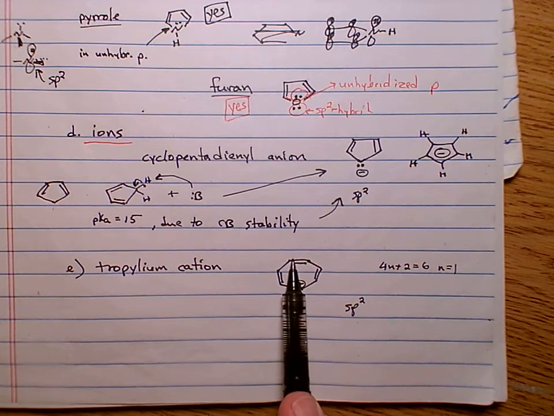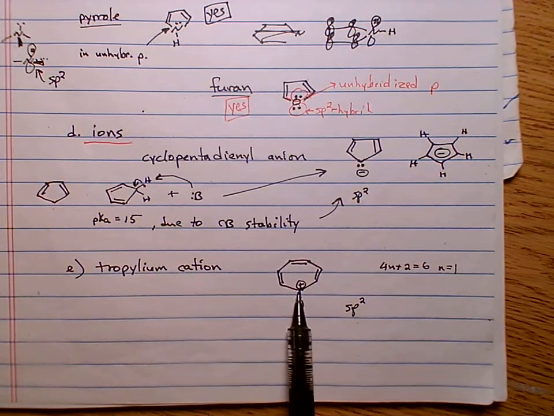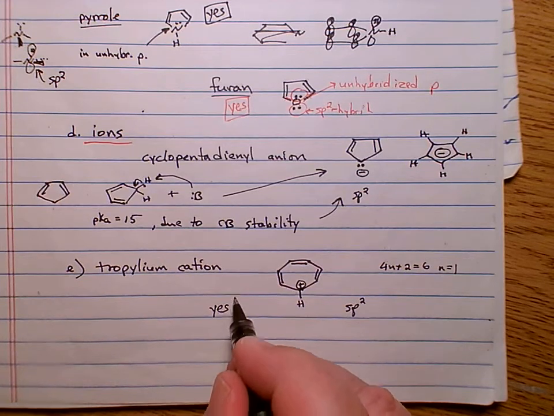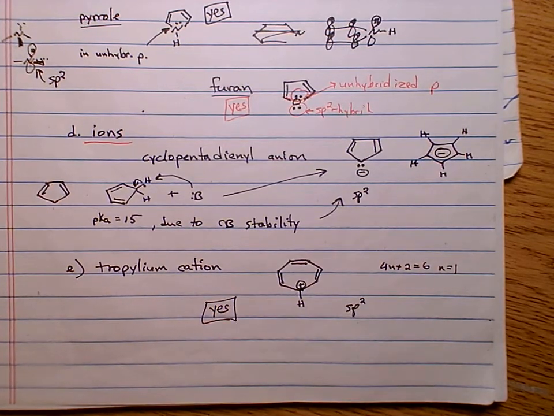sp2, sp2, sp2, sp2, sp2, sp2, sp2. It's completely conjugated because each carbon is an sp2 hybridized carbon in that cycle. This, yes, this is an aromatic molecule. It's an aromatic ion. And the only time I've ever seen it is on exams to try to make sure you know the rules. All right.